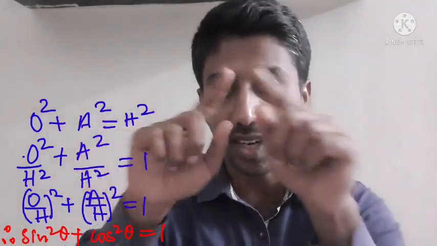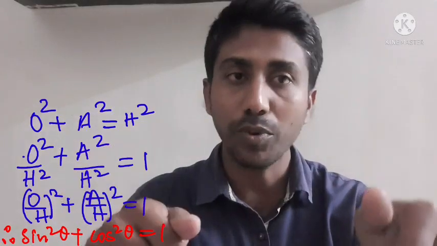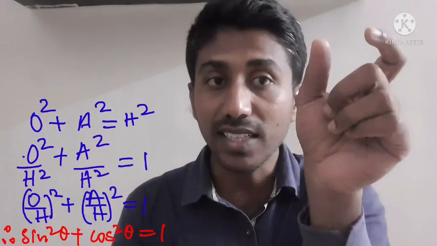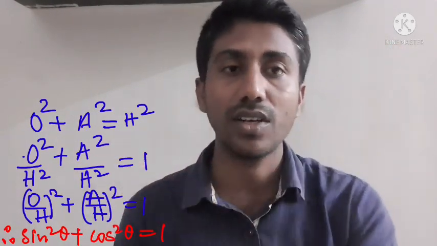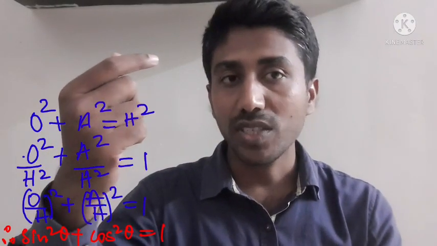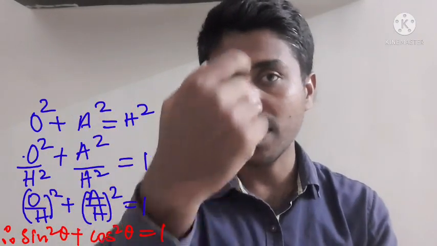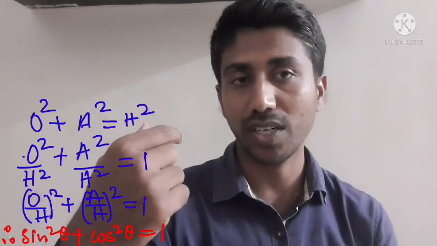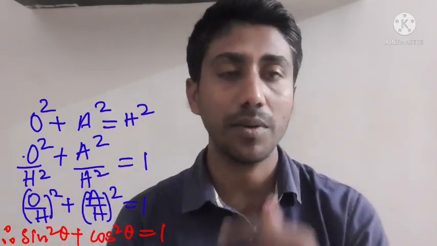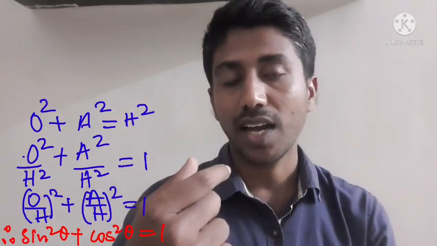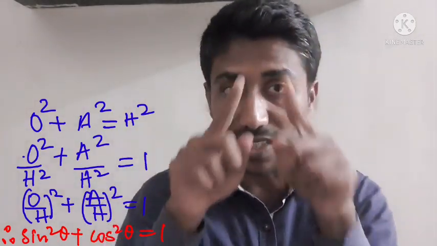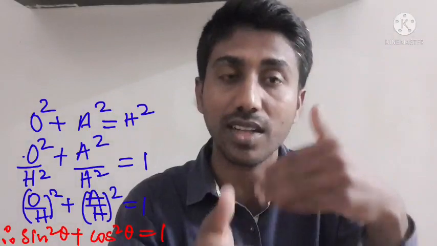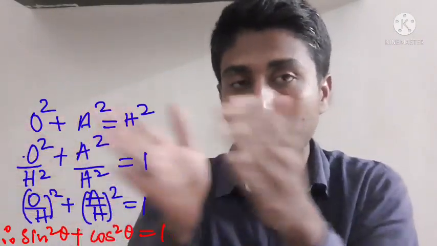Divide that equation by hypotenuse square, or otherwise send the hypotenuse square to the other side. So it will be opposite square by hypotenuse square plus adjacent square by hypotenuse square equals 1. Opposite by hypotenuse the whole square is sine square theta, and adjacent square by hypotenuse square, treated as adjacent by hypotenuse the whole square, is cos square theta. So sine square theta plus cos square theta equals 1.